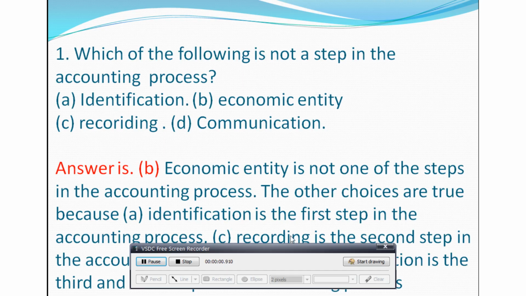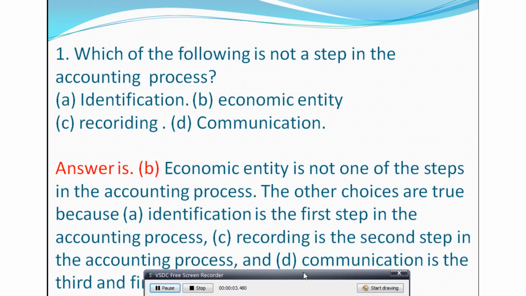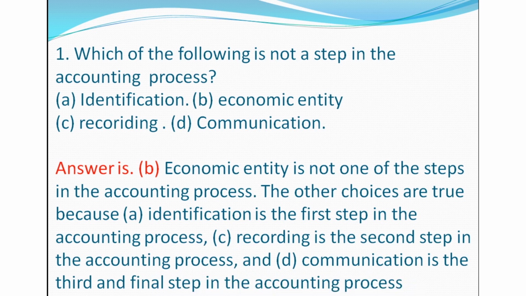One, which of the following is not a step in the accounting process? A. Identification. B. Economic entity. C. Recording. D. Communication. Answer is B. Economic entity is not one of the steps in the accounting process.